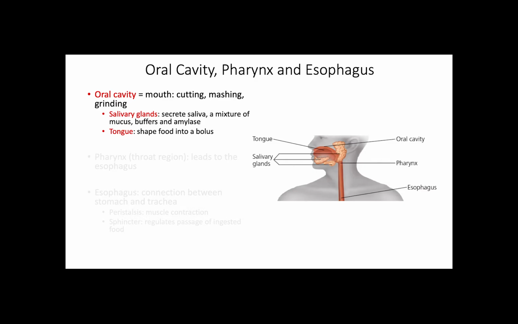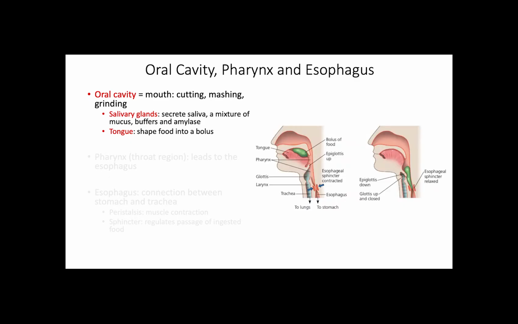This organ is responsible for the cutting, mashing, and grinding of food. Salivary glands within the oral cavity help in the secretion of saliva, a mixture of mucus for lubrication, buffers to prevent tooth decay, and the enzyme amylase that helps in breaking down starch and glycogen. The tongue also helps in getting ready for the ingested food. This organ forms a bolus, which is a ball of food that's easily swallowed into the pharynx.